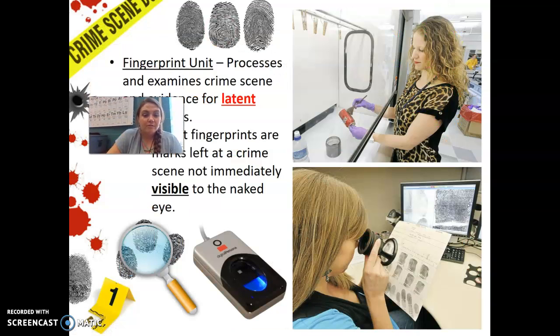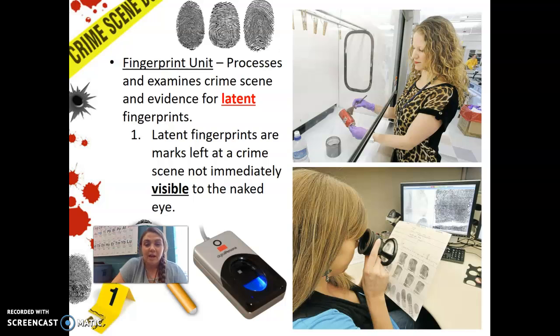The fingerprint unit, exactly like it sounds, processes and examines crime scenes and evidence for latent fingerprints. So there's a lot of different ways you can take fingerprints off many different types of surfaces using different chemicals. So just processing those, and then it's harder than you think to match a fingerprint.